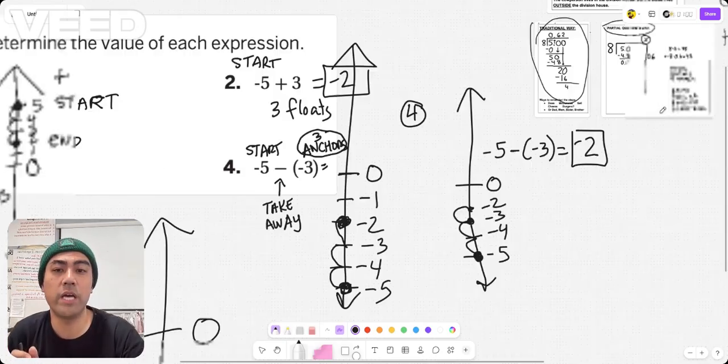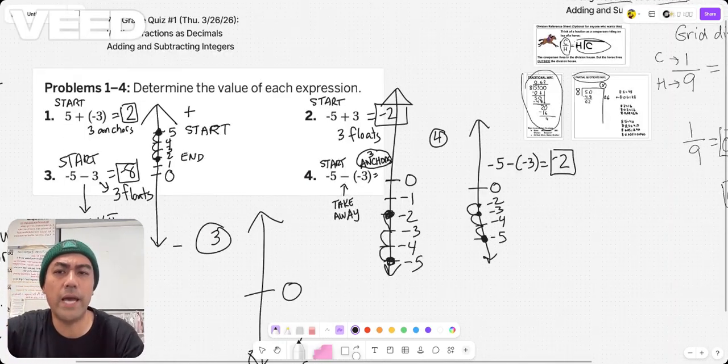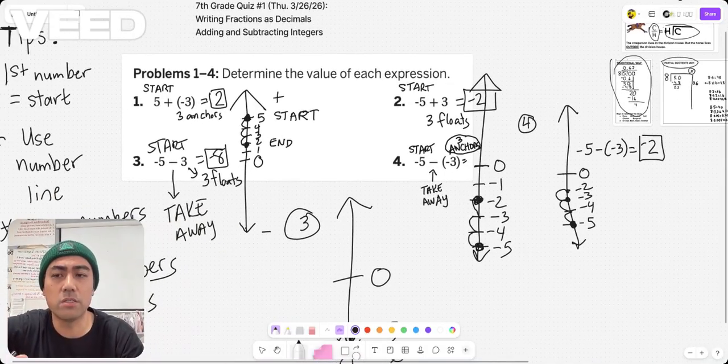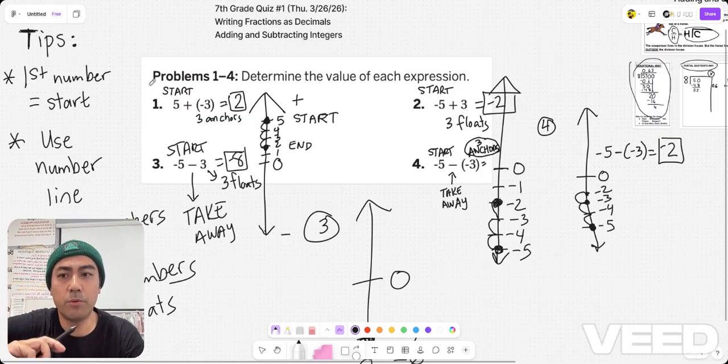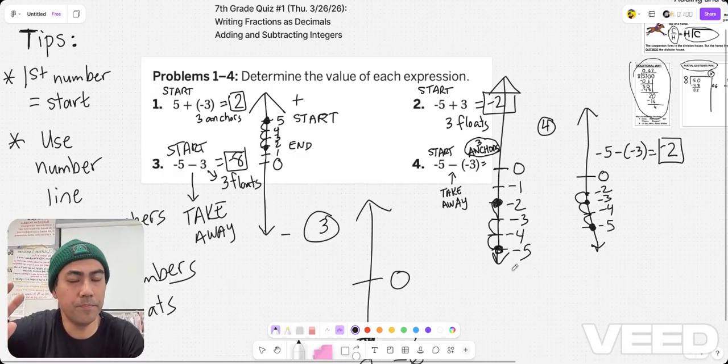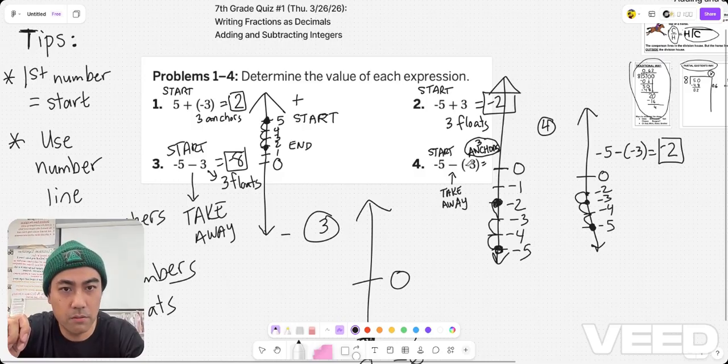Okay, I hope this video helps. This is not the only way to add and subtract integers, but it is one way we are thinking about it. So again, know that your first number is your starting number. That's tip number 1. Tip number 2, use the number line. Tip number 3, think of your negative numbers as anchors. This is 3 anchors. This is 3 anchors, okay? And think of your positive numbers as floats. These are 3 floats. These are also 3 floats.